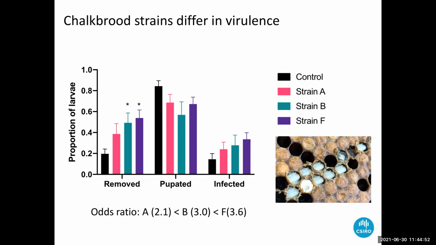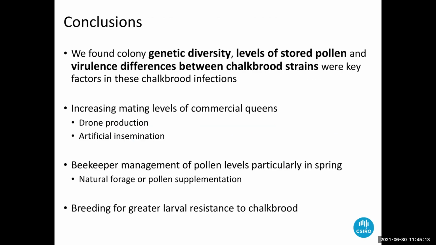Putting this data through a logistic regression model suggests that larvae are more likely to become infected when exposed to strain F and strain B compared to strain A. Now, there's a few limitations with this study, but it does indicate that virulence differences between strains could also be contributing to current outbreaks. So, in summary, we found that colony genetic diversity, levels of stored pollen, and virulence differences between chalkbrood strains appear to be key factors in these chalkbrood infections and are likely interacting as well.